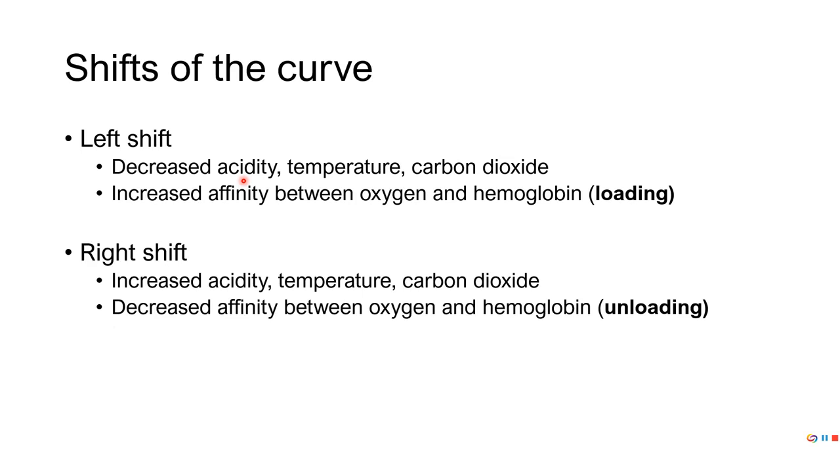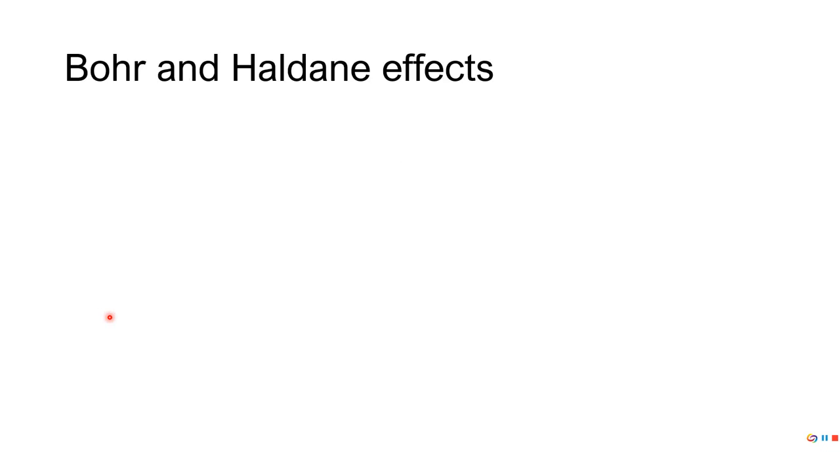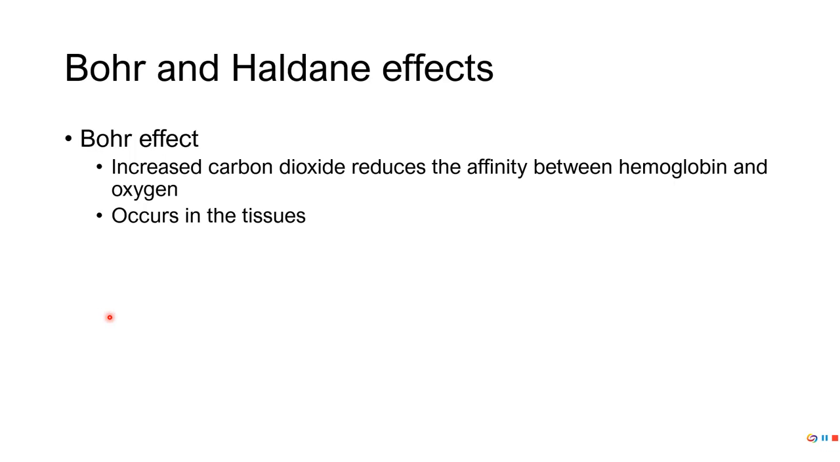Right shift is the exact opposite. If we have high acidity, high temperature, high carbon dioxide, or high 2,3-DPG, that decreases the affinity. Remember, the top bullet is the cause, the bottom bullet is the effect. Okay, and this ties into our Bohr and Haldane effects. So Bohr effect is saying that if we have high carbon dioxide, there's not going to be as much affinity or attraction between hemoglobin and oxygen.